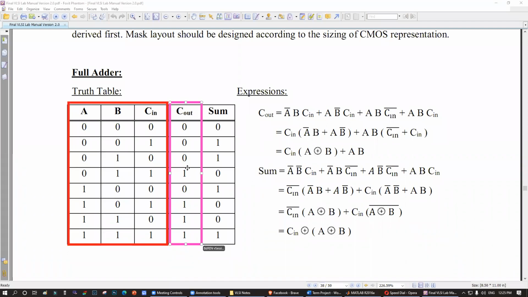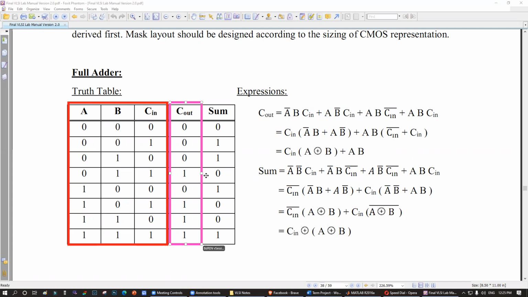Remember digital electronics? In digital electronics, you have learned how to design the circuit. At first, you have to form the truth table. Then from the truth table, you have to form the expression, right? Then from the expression, you have to design the logic circuit, right? Then you can go to the CMOS design. Okay?